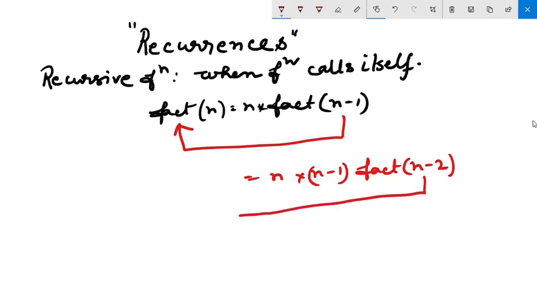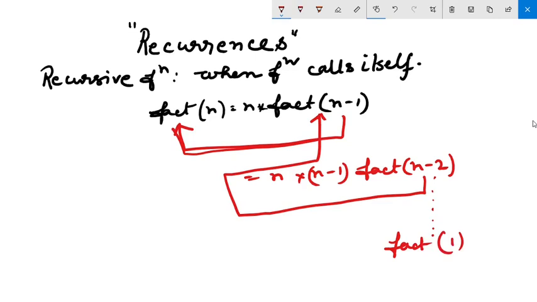This fellow will call fact n minus 1, and this fellow in a way will call fact n. So like that things will go on, and after some time it will be reduced to maybe fact 0 or fact 1. That will be the terminal point from where it will start returning the value. So all recursive functions will have one terminal value from where the function will start returning. That is the basic concept of recursive function.